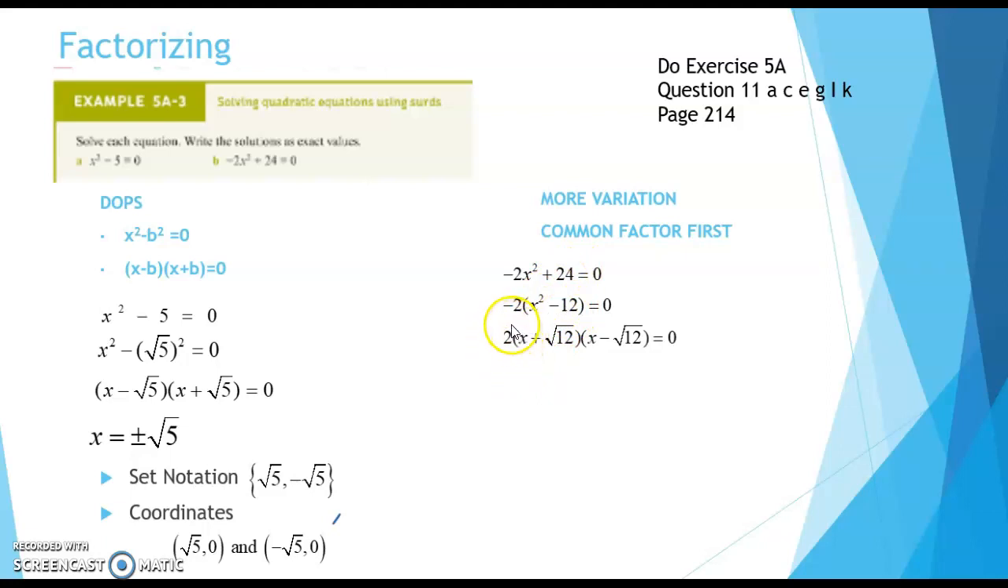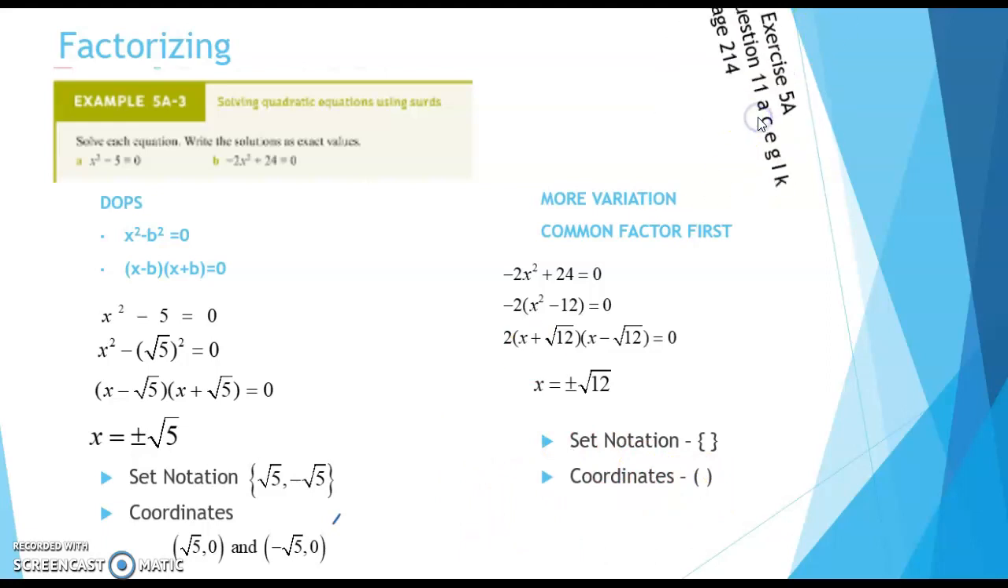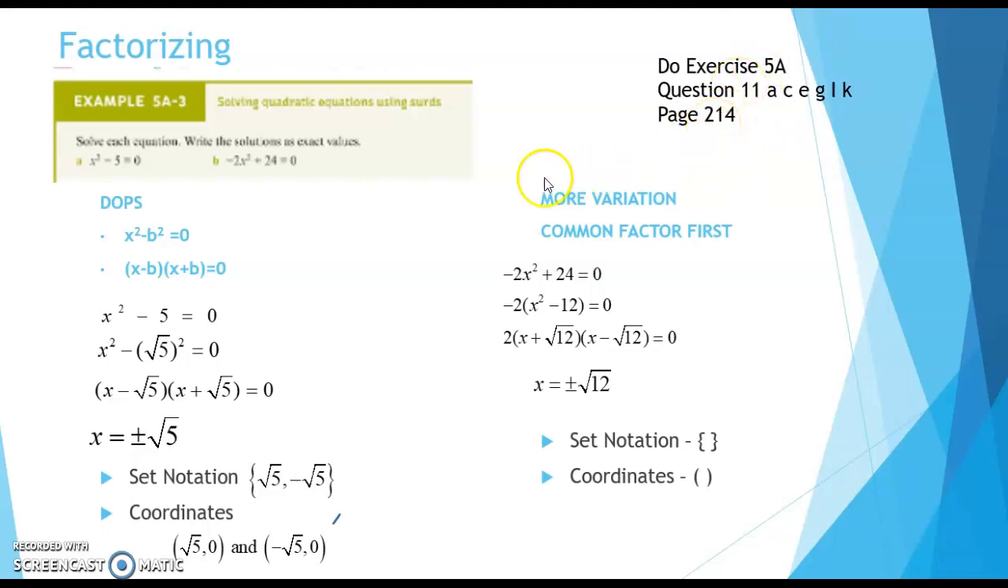This 2, you'll find out, is just a dilation factor. Still important for you to leave it there, but where it cuts the x-axis will be at the opposite of those, because the coefficient of the x term is 1: plus or minus root 12. Set notation, you work it out, but just remember curly brackets, and coordinates, make sure they're in round brackets. So now I ask you to go and do exercise 5A, question 11, A, C, G, L, and K.